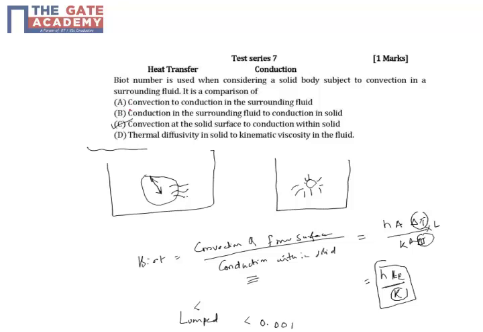So I gave you the significance. Convection at the solid surface to conduction within the solid. Thank you. C is the answer.